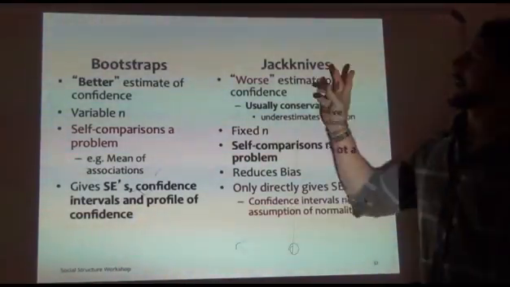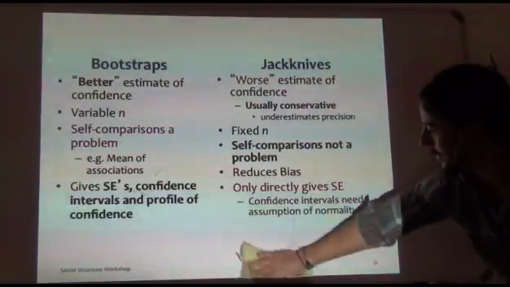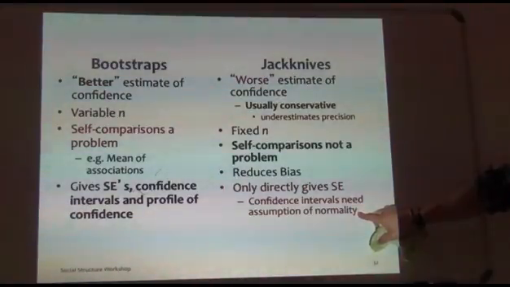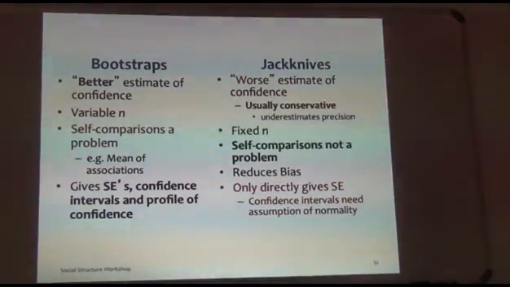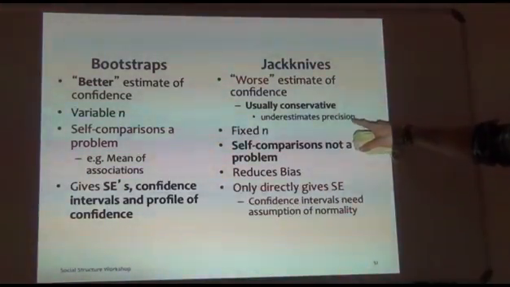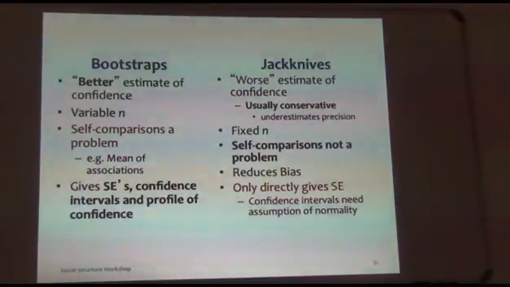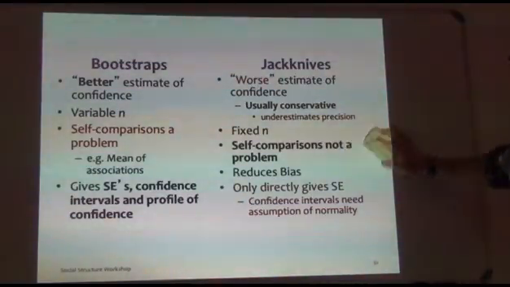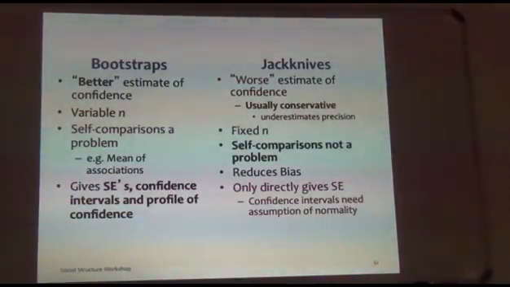Bootstrap is usually a better estimate of confidence. Remember that when you calculate the confidence intervals with Jackknife, you have to assume normality, which is often not the case in network data, for example. So that will be a better one. Jackknife usually underestimates precision, so it's a very conservative measure. What else? Reduce biases.